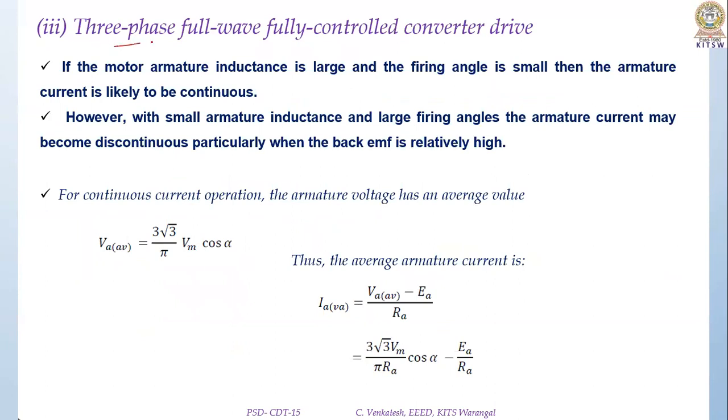Coming to the three-phase full wave fully controlled converter drive. In this case, all the devices are SCRs. If the inductance is very large, then we can have continuous operation. For continuous operation, the VA average output voltage of the fully controlled converter is given by 3 root 3 Vm by pi into cos alpha. And the average armature current IA average is VA average minus EA by RA, and that is nothing but 3 root 3 Vm by pi RA into cos alpha minus EA by RA.